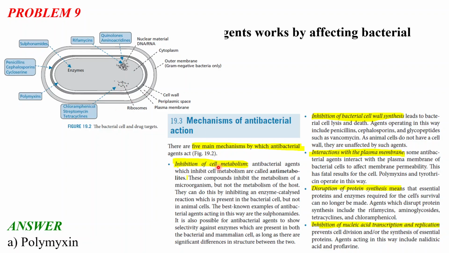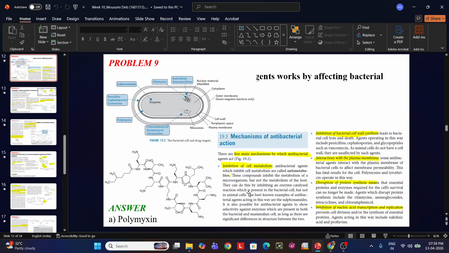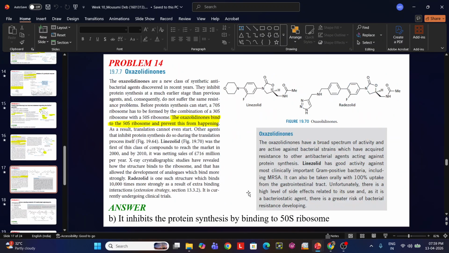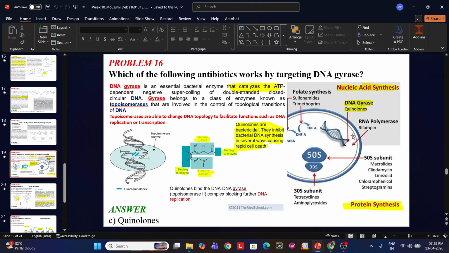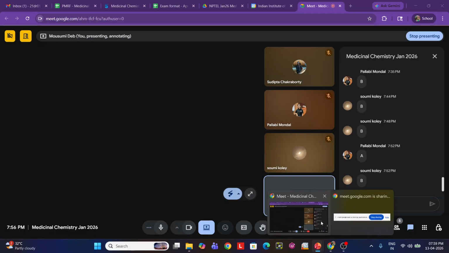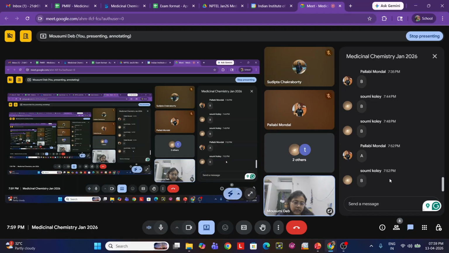Like the classes of drugs involved in cell metabolism, the drugs involved in the inhibition of cell wall synthesis, the plasma membrane, then protein and nucleic acid synthesis. I found this figure to be the easiest way to remember these names of the drugs. So you can go through these slides, and if you feel it is not easy to remember, you can let me know tomorrow, then we can figure out something together.